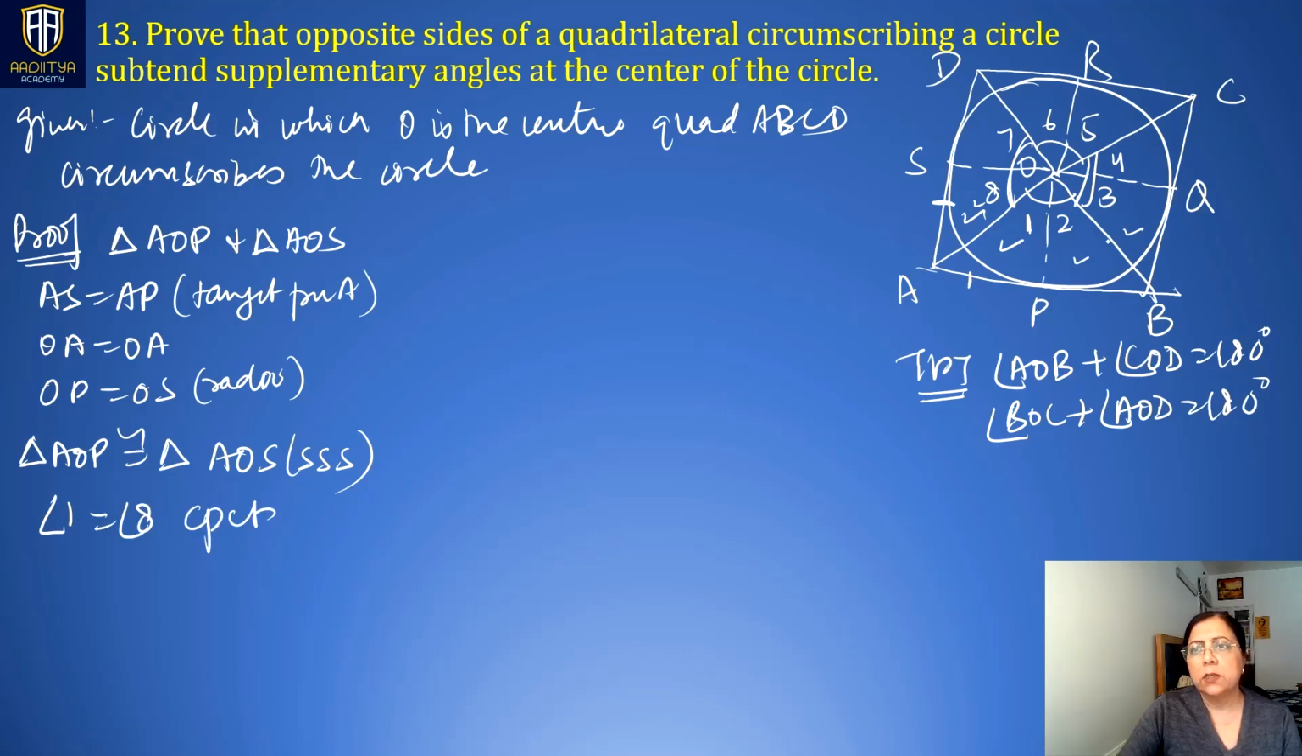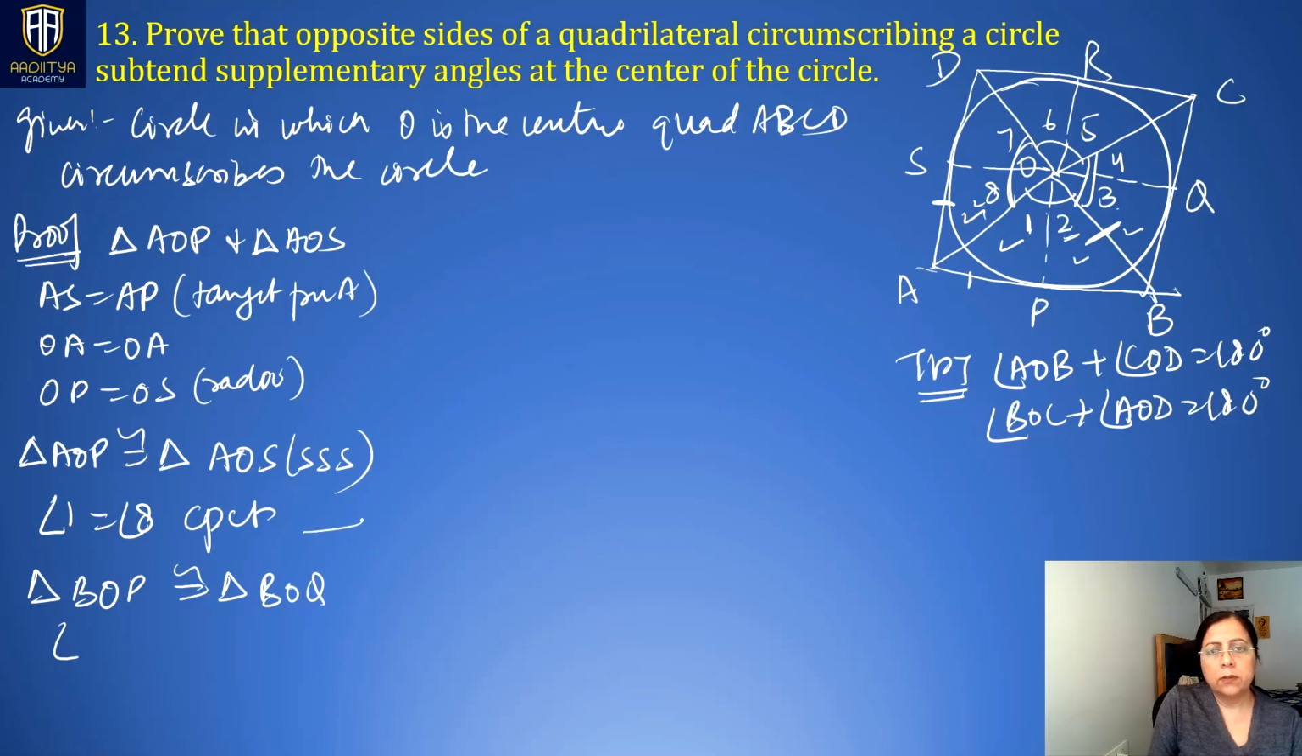Now we have to prove these two triangles congruent. You can use the same three sides to prove these two triangles congruent. Triangle BOP is congruent to triangle BOQ. So what do we get? Angle 2 is equal to angle 3. But again, you have to write them in a proper order so that we get these two angles on the same side along with these. So write 2 here and 3 here. This is CPCT.